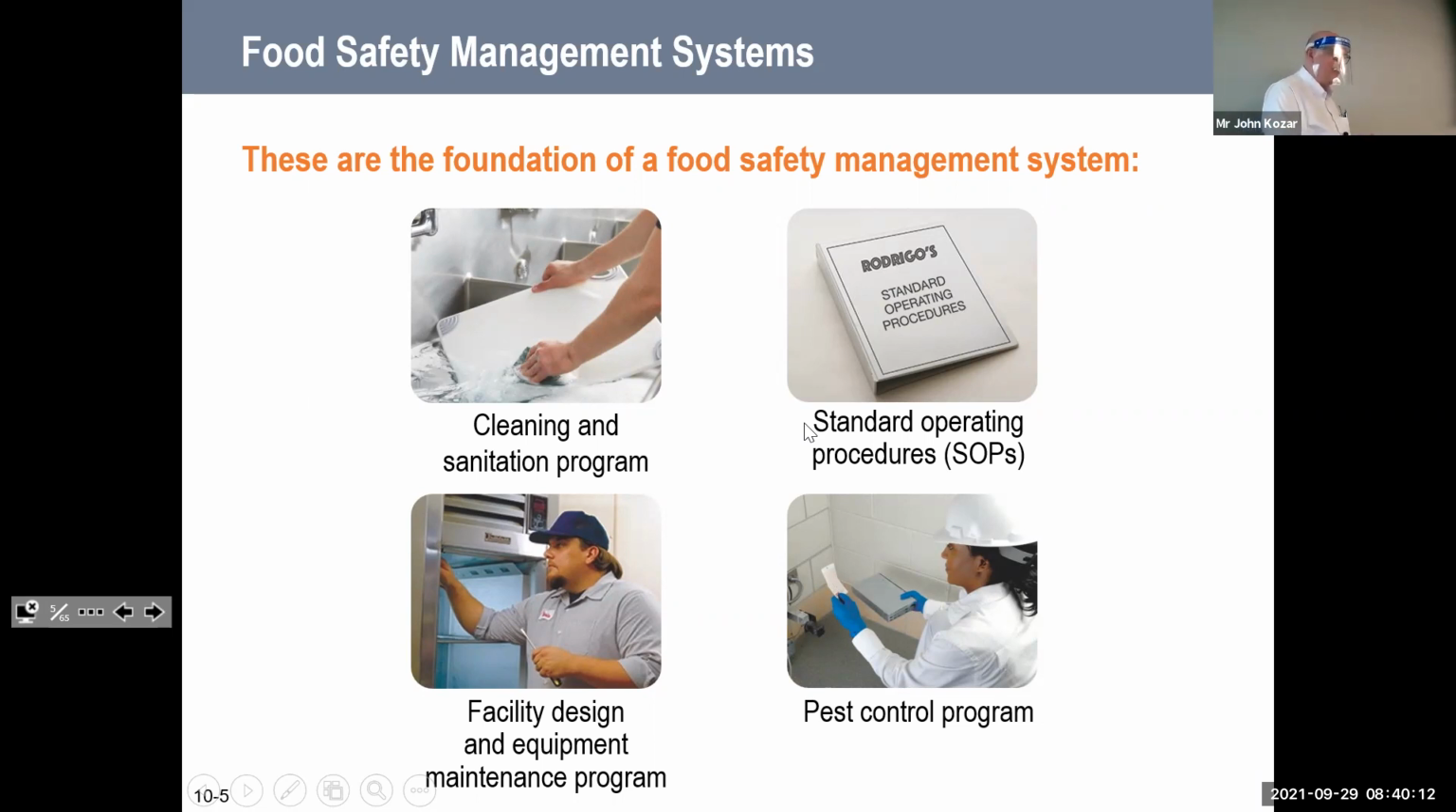Facility design and equipment maintenance program. So just like if you have a car, you've got to put gasoline in it. You've got to check the pressure on your tires, check the oil, and have that changed on a routine basis. All of the equipment in your kitchen also needs to be maintained and checked. You don't want to wait until it breaks and then you can't use it anymore. We haven't gone into pest control programs yet, but that's definitely part of the food safety systems.